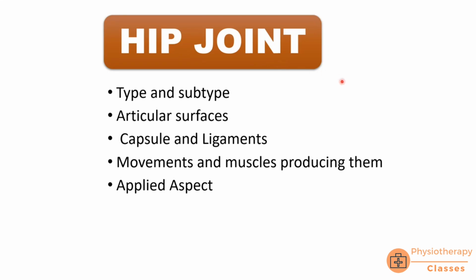This is one of the most important topics of lower limb, and often a long question is asked on hip joint. And if it is asked, you are supposed to write your answer under the following headings. That is, first, describe the type and subtype of the joint, then the articular surfaces, then capsule and the ligaments, and then after that, movements and the muscles which are responsible for producing them, and also relevant applied aspect.